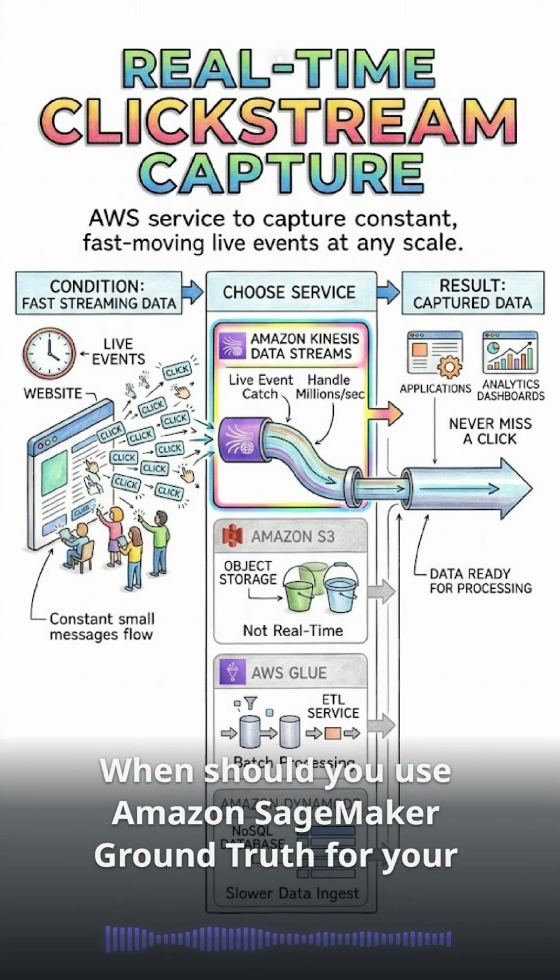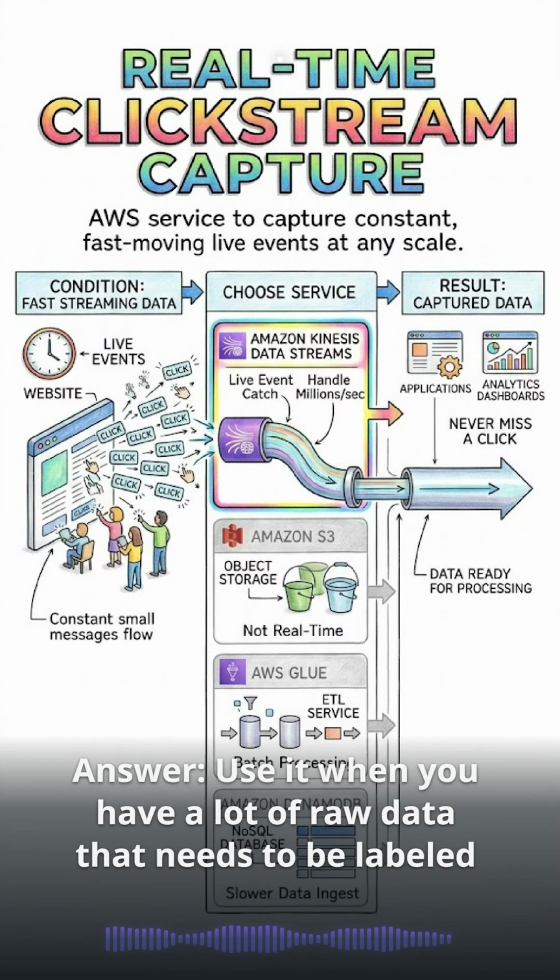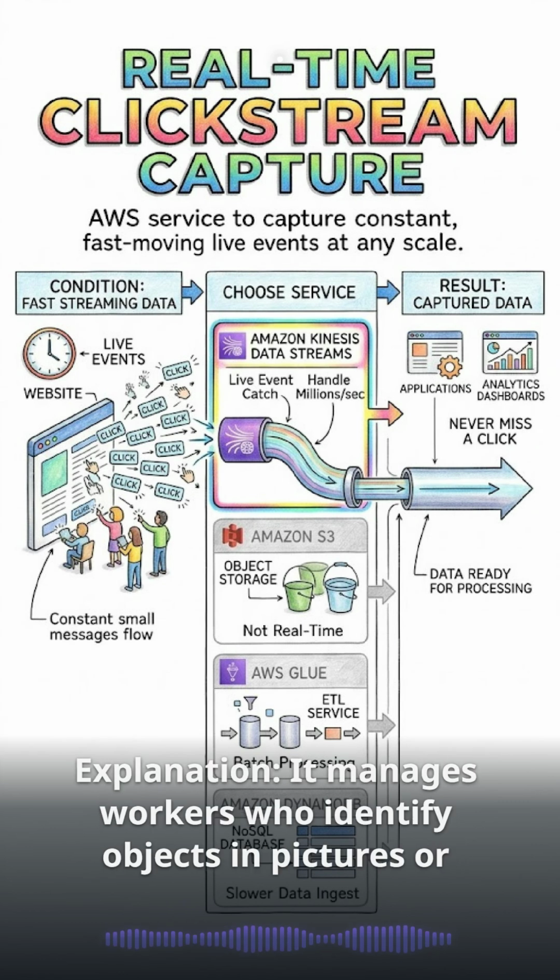62. When should you use Amazon SageMaker Ground Truth for your machine learning project? Use it when you have a lot of raw data that needs to be labeled by humans. It manages workers who identify objects in pictures or sentiment in text, creating the correct answers for training.